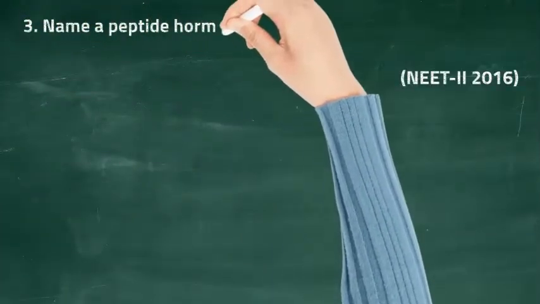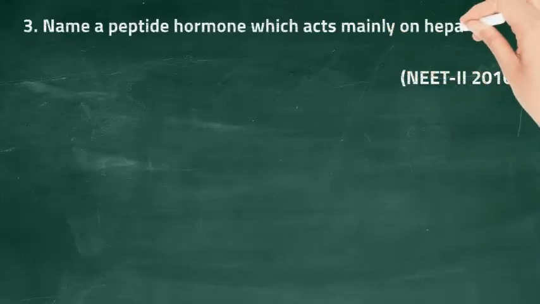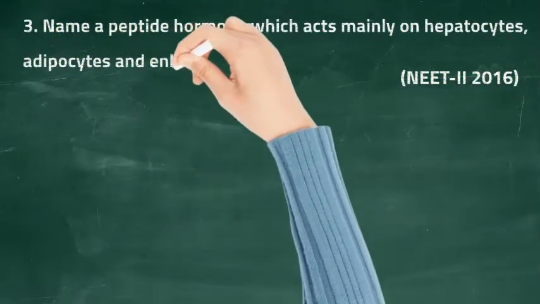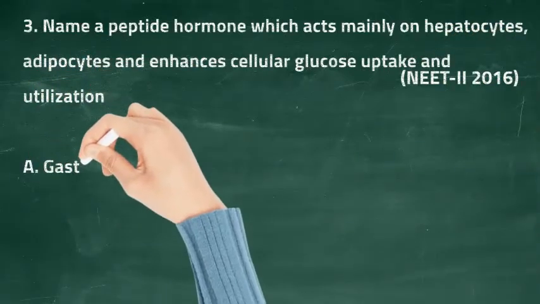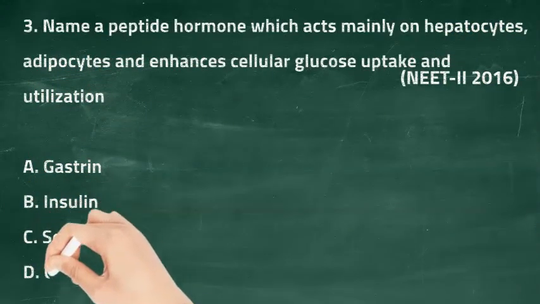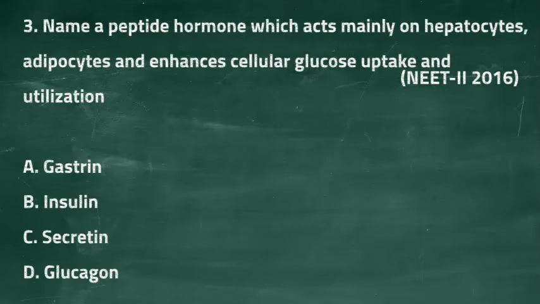Question 3. Name a peptide hormone which acts mainly on hepatocytes and adipocytes and enhances cellular glucose uptake and utilization. Option A is gastrin, option B is insulin, option C is secretin, and option D is glucagon. So the right answer is option B, insulin.